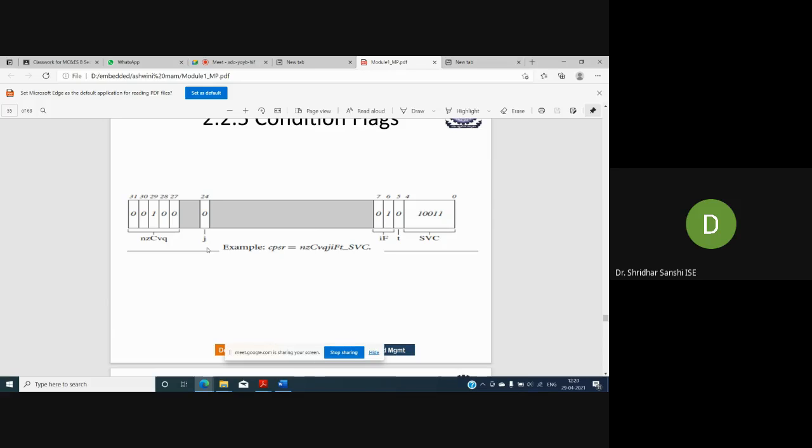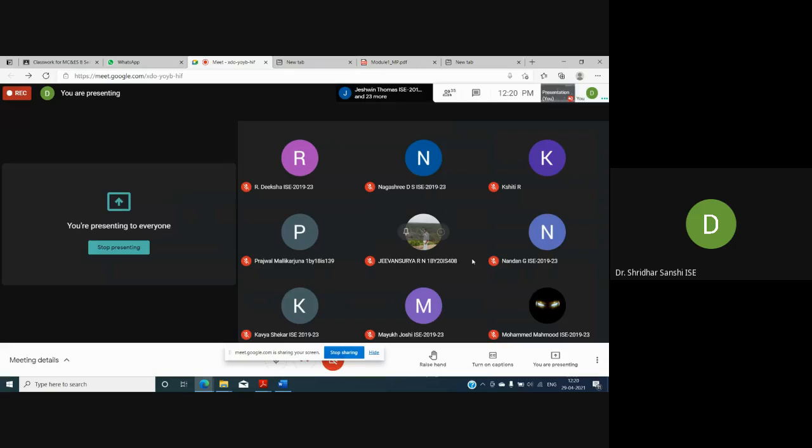Someone other than Diksha. I know Diksha will answer. Other than Diksha, anyone? Sir, T equal to 0 indicates it is the ARM instruction set.